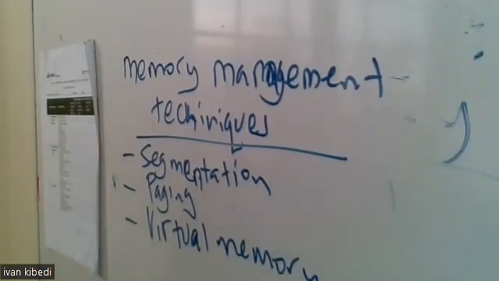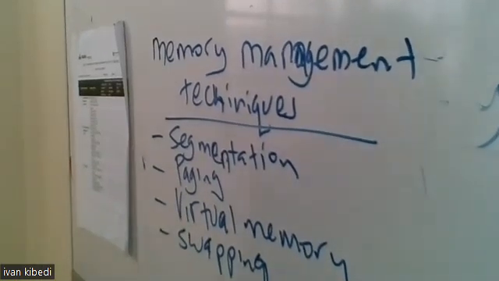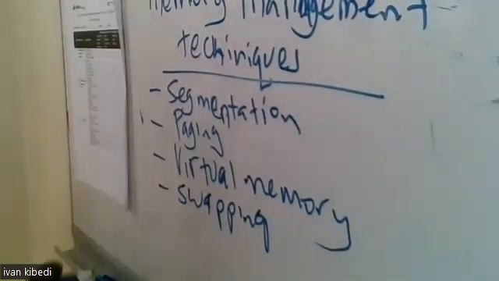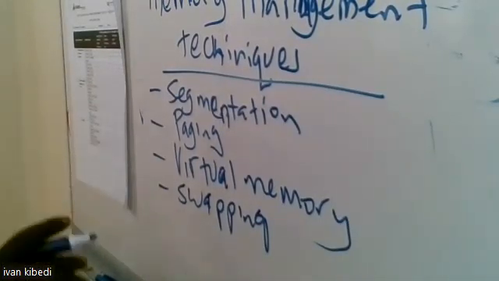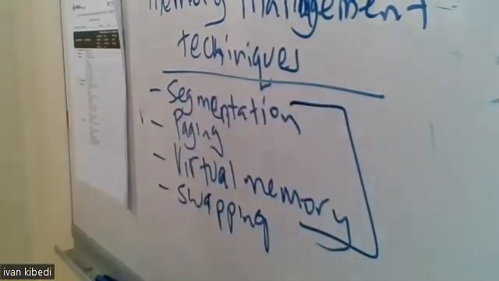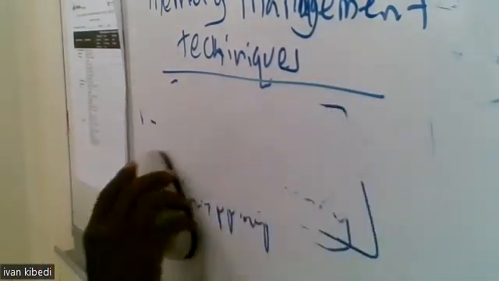But the techniques that the operating system uses also include what is called swapping. Swapping is also there. So there are 4 techniques, but these are the major ones the syllabus requires. So I'm now going to start one by one. I'll begin from segmentation.